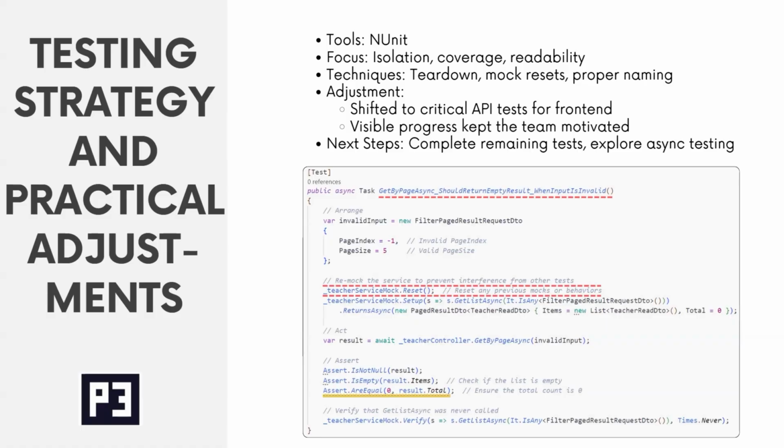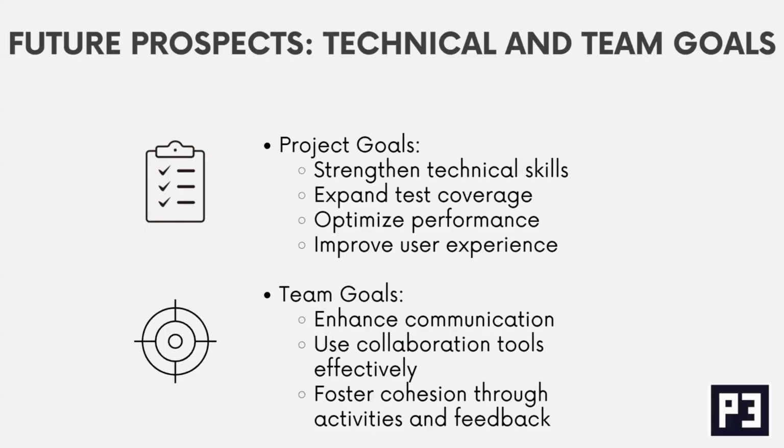The last part is future prospects. Our future goals focus on both the project and the team. Technically, we will strengthen front-end and back-end skills, increase test coverage, optimize performance, and improve our user experience as well. For the team, we'll enhance communication, refine collaboration tools, and organize some activities to boost cohesion and productivity. Through those steps, we will ensure a robust project and a motivated team ready for future challenges.